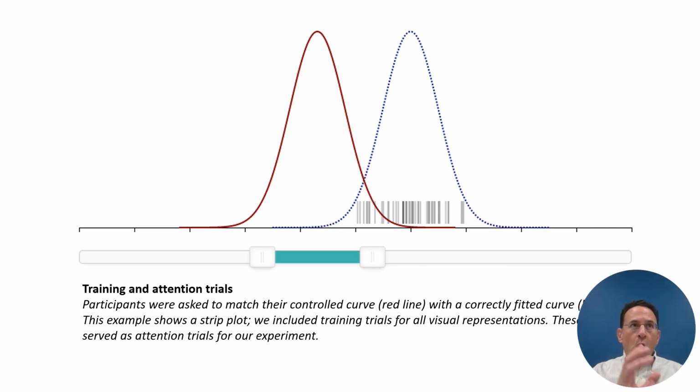We would present all of the box plots together. We would present all of the histograms together. But within each type, or within each section, the order of the trials was randomized. But of course, they always saw the training trial first.